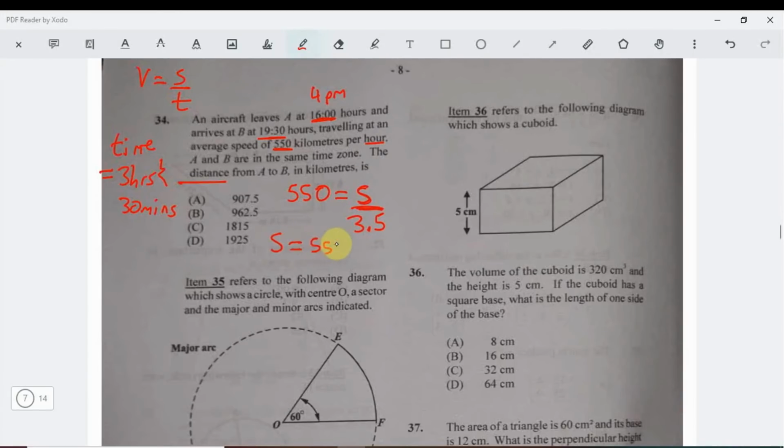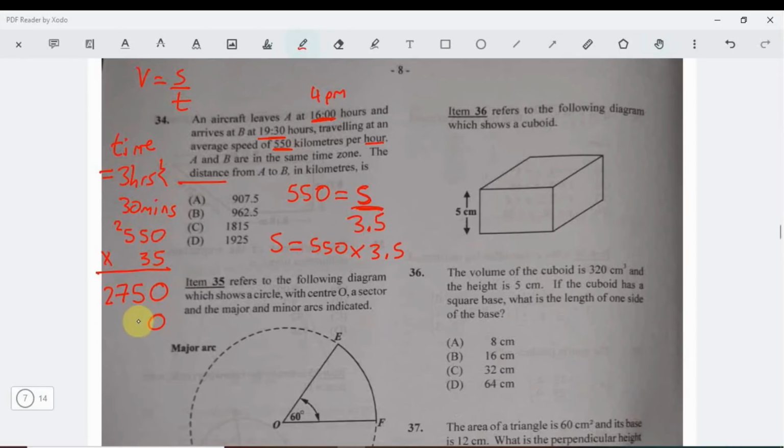So now, in order to find S, we're going to cross multiply. So S is 550 times 3.5. That will give us the distance. So let's work that out. All right, so 550 times 35. 35 times 0 is 0. Now you don't have to do the calculation so big. You can go 5 times 0, then 5 times 5 is 25. Bring up 2. 5 times 5 is 25, plus 2 is 27. Then put a 0 here.